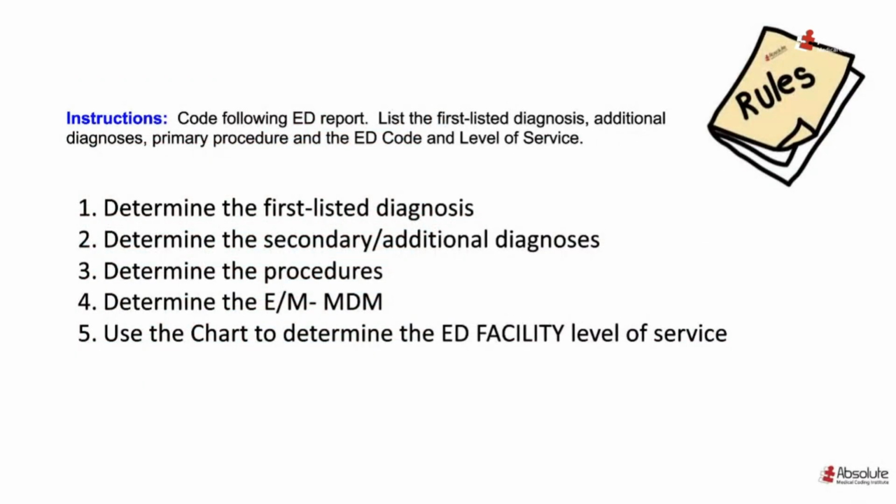All right. So I just thought I would give you some context. Now we are going to go to Jasmine and we're going to code out her chart. But remember, we have to do the following. We have to determine the first listed diagnosis and any secondary or additional diagnoses. We have to determine the procedure, determine the E&M medical decision making, and then finally finish it off by using the ED facility chart to determine the level of service. And that's it. It's a lot, I know.